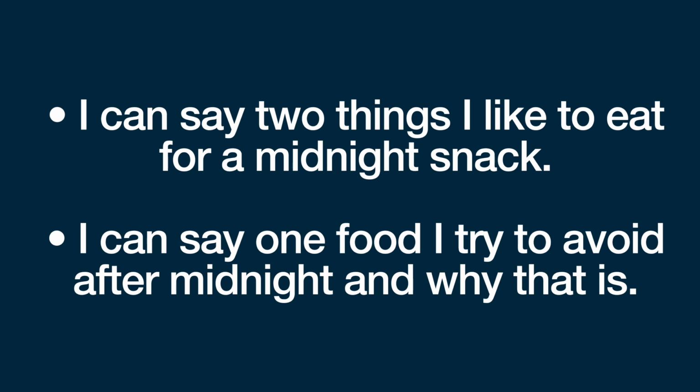These I can statements need to be specific. So, for example, I can say 2 things I like to eat for a midnight snack. I can say 1 food I try to avoid after midnight and why that is. These are 2 very specific items I want learners to be able to express based on, let's say, a story that we told together. By narrowing the focus so much, it becomes a task that learners can complete, and they can point to and say, hey, I can say these specific things. And over time, the amount of specific things that these learners can express grows and grows.